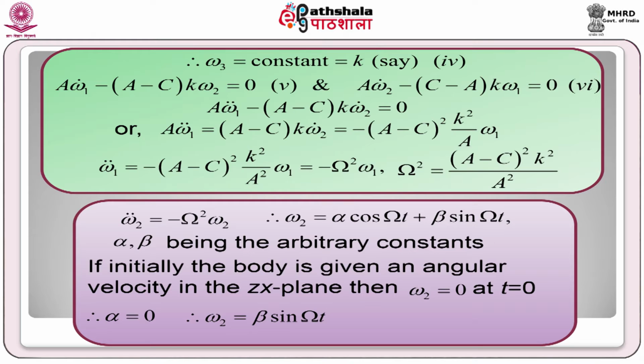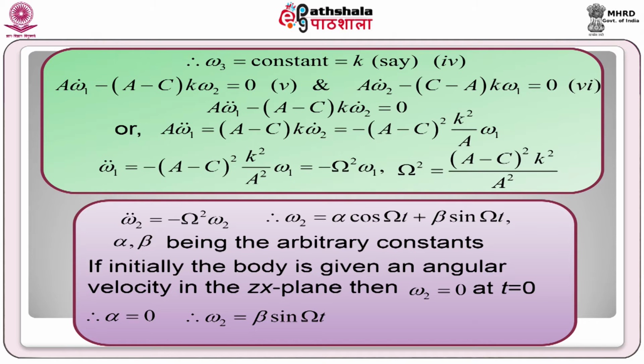If we put this constant as capital omega square, then we get omega 1 double dot equal to minus capital omega square into small omega 1, where capital omega square stands for capital A minus C whole square into k square divided by capital A square. In a similar fashion, we can get omega 2 double dot equal to minus capital omega square into omega 2.